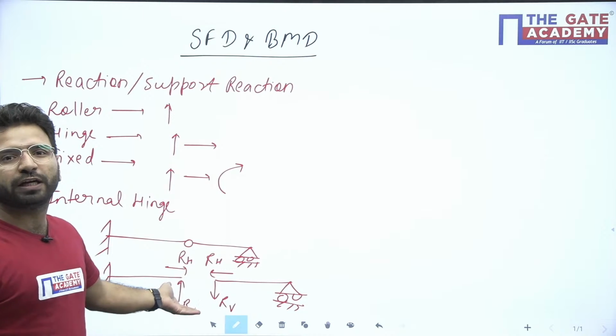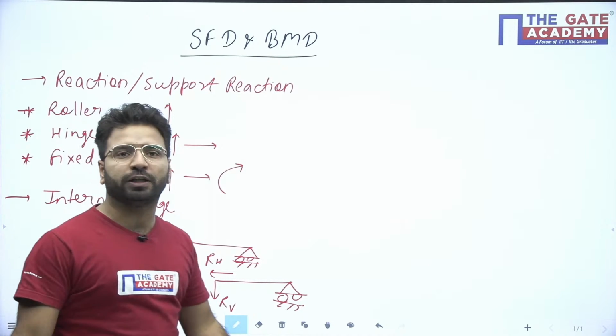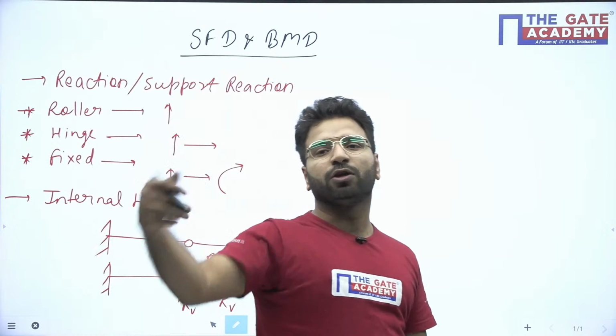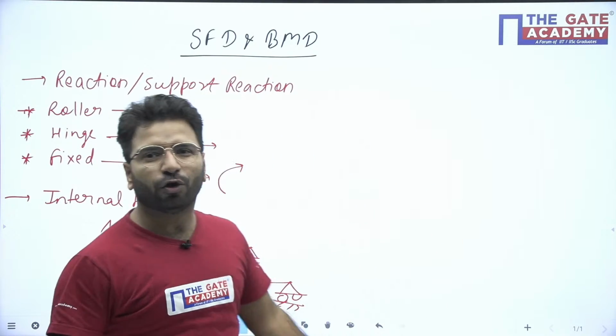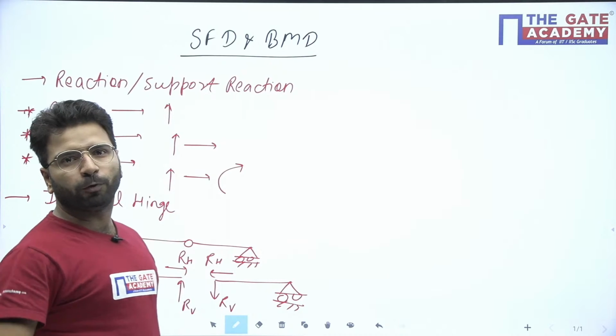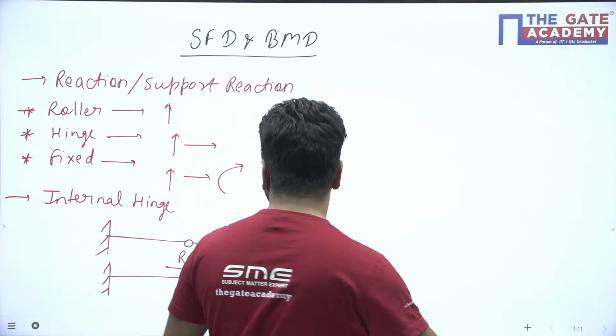And the horizontal reaction, you know, most of the time in the question the load will be only vertical, so the horizontal reaction will also vanish. There will be no role of the horizontal reaction, only the vertical reaction will be helpful for us in solving all the problems. So, internal hinge.